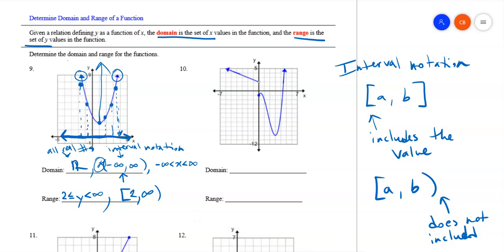And so that's why whenever we have infinity on there, you have to use parentheses always. Does not include that one. We have to use parentheses whenever we're talking about infinity because infinity is actually not a number, so there's no way that you could include it. And so that would be the domain for this one.